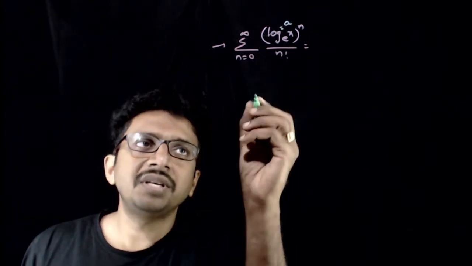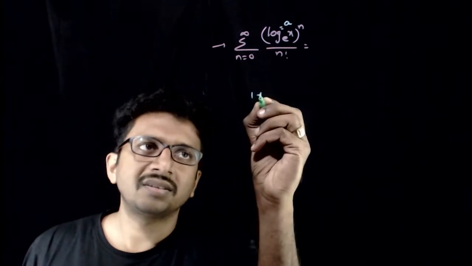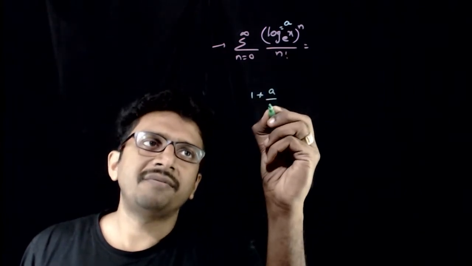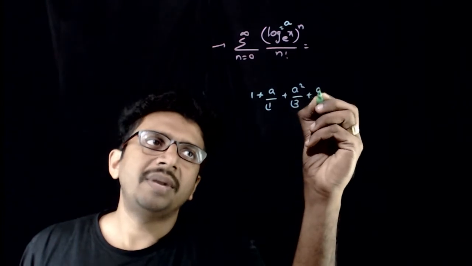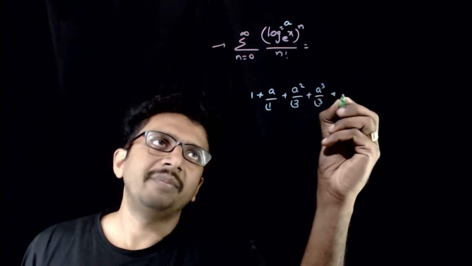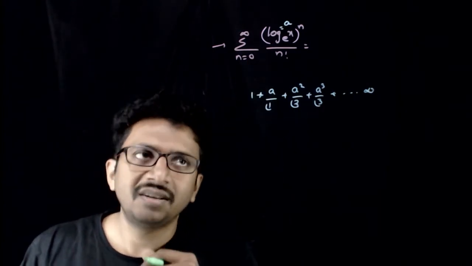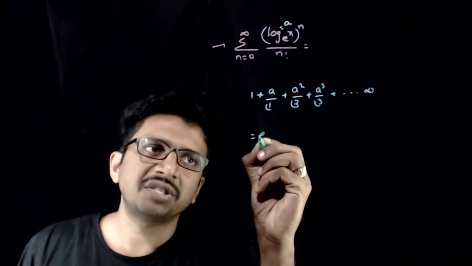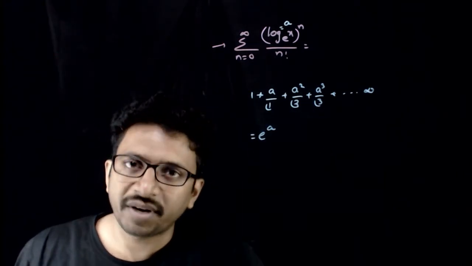So first, n is equal to 0. A power 0 by 0 factorial is 1, plus a power 1 by 1 factorial, a by 1 factorial, plus a square by 2 factorial, plus a cube by 3 factorial, plus so on up to infinity. So this is what is asked. And straightforwardly, this is the expansion of e power a, right? So this is equal to e power a.